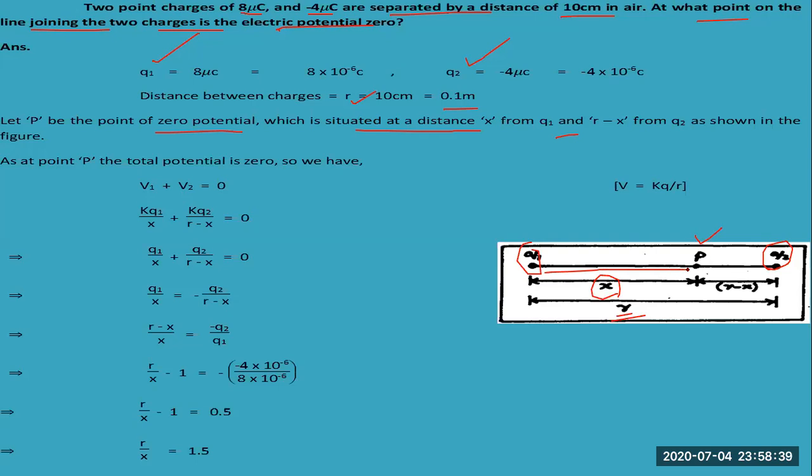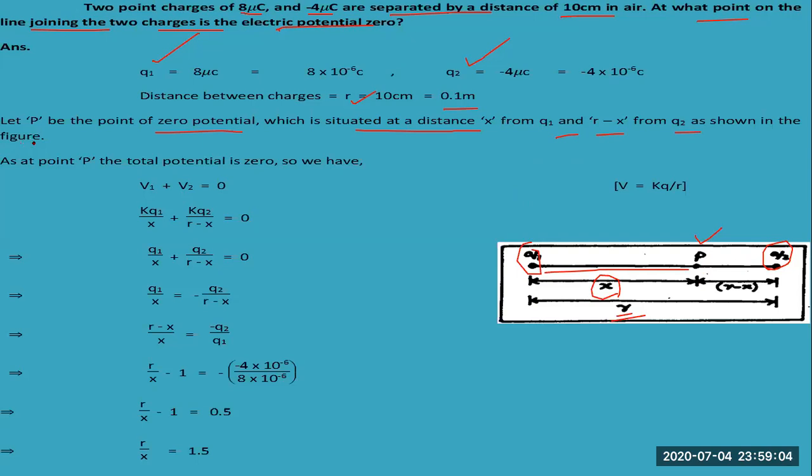This is the total distance between Q1 and Q2. We need the x distance. So Q2 will be at a distance r minus x, since the total one is r. P is at a distance x from Q1, then Q2 will be at a distance of r minus x from P.